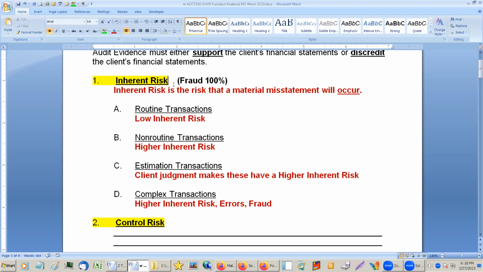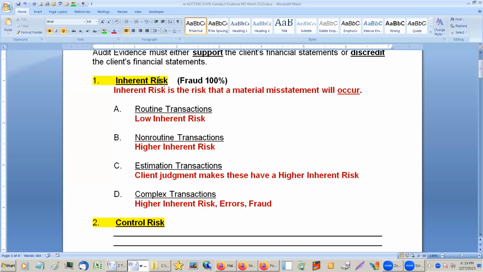Now, with all risks, well, let me ask you, what do you think about risk as an auditor? Do you want all your risks to be high or all your risks to be low? Low. Oh, right. So you always want risk to be low. That's the general rule when we're looking at risk, that you want them to be as low as possible. So you want inherent risk to be low. You want it to be a low risk that a material misstatement will occur.